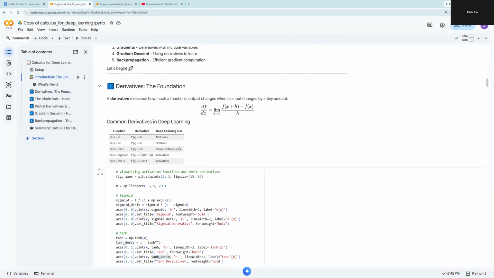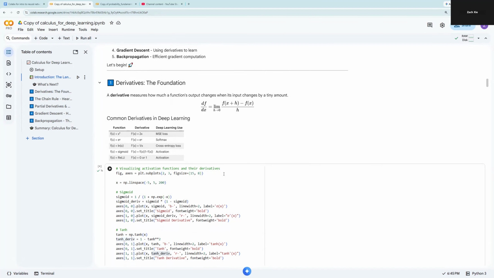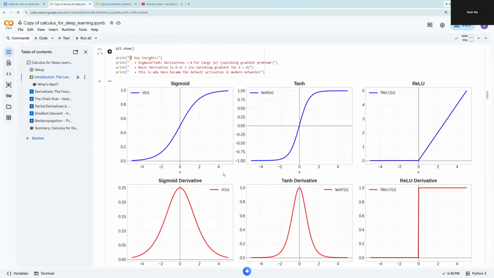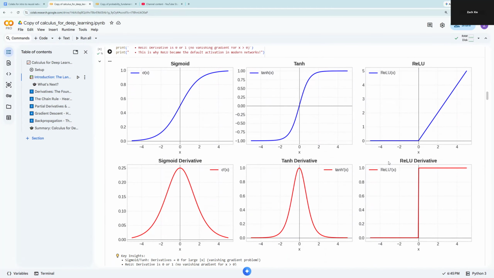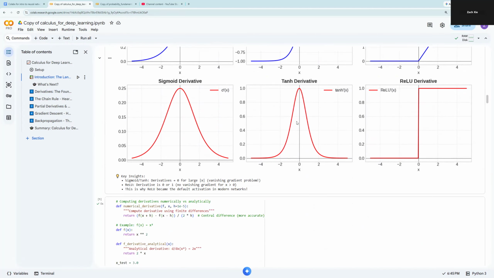Okay, so in the first section, we talk about some of the derivatives of the most common functions, the loss functions and the activation functions, and the common forms of their derivatives, such as this. In this visualization, we can see, for example, sigmoid, ReLU. These are all activation functions.